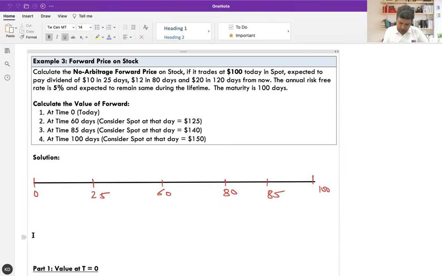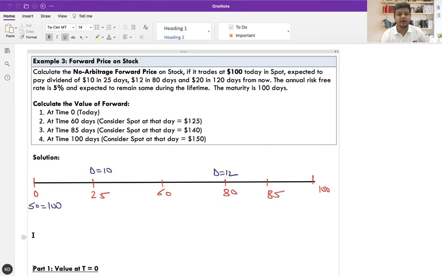Well, they have said the stock trades, so S0 is 100. And the expected dividend is $10. Here the expected dividend is $20. The risk-free rate is 5%. And they have told me $12. Oh, sorry, $12, right. The 80th day, right? Sorry, my mistake. This is $12, right? Correct. And the 20 after 120, that we don't have to take, right?